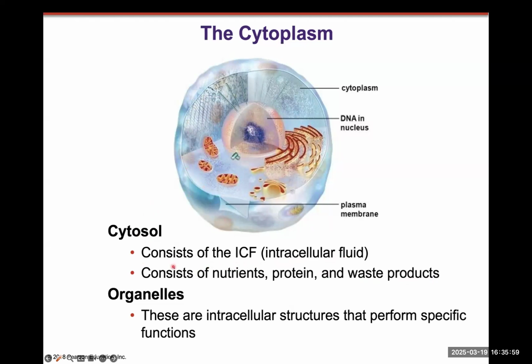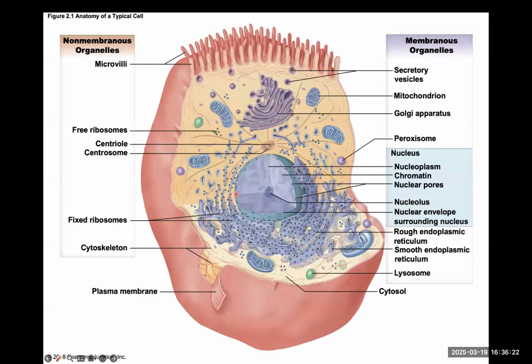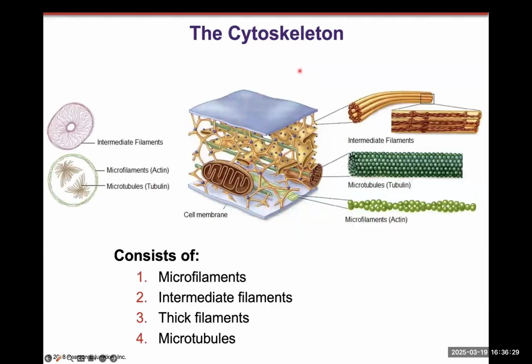And then you also have the organelles. So the intracellular structures that perform specific functions. These are the organelles: the mitochondria, Golgi apparatus, endoplasmic reticulum. So we'll go through some of the really important ones right now. Okay, so we have some stuff highlighted around the nucleus, but I think I said before, we're going to go over the cytoskeleton first.